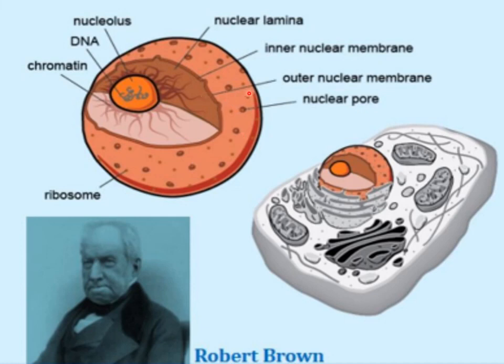There are two membranes of the nucleus, the outer nuclear membrane and the inner nuclear membrane. Nuclear pores are present in the nuclear membrane, and this is DNA present inside the nucleolus. All this is chromatin material present here. This is the cell cytoplasm outside the nucleus, and these ribosomes are scattered here and there in the cytoplasm.